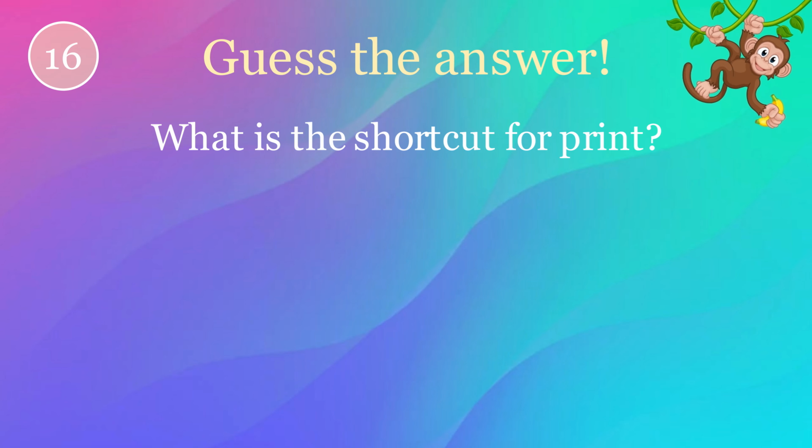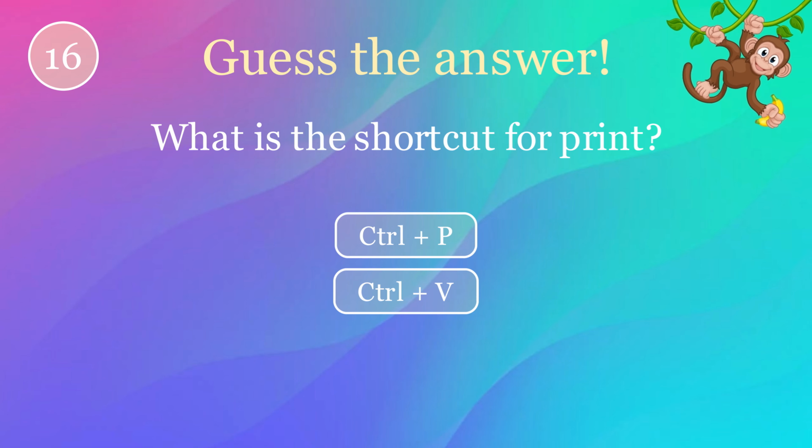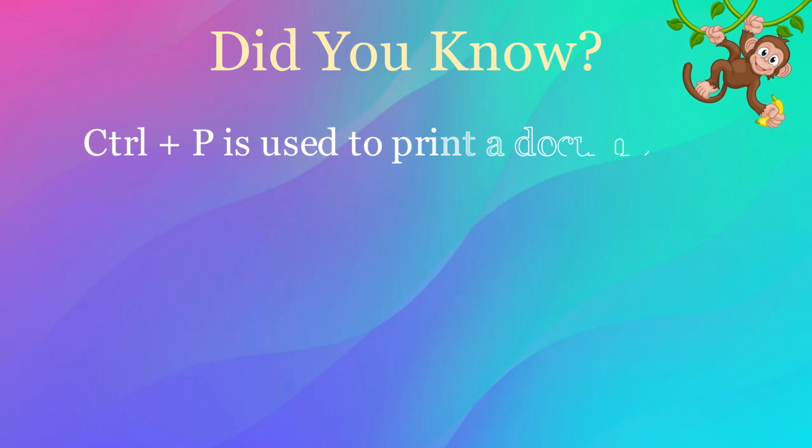What is the shortcut for print? Ctrl plus P. Ctrl plus V. Alt plus P. The correct answer is Ctrl plus P. Here's an interesting fact. Ctrl plus P is used to print a document or web page.